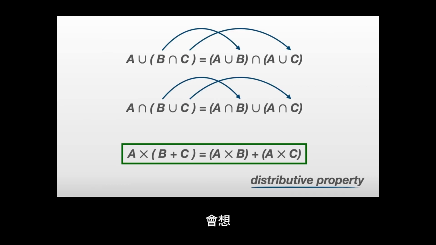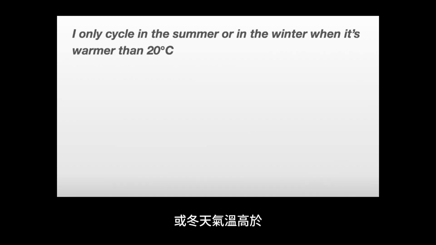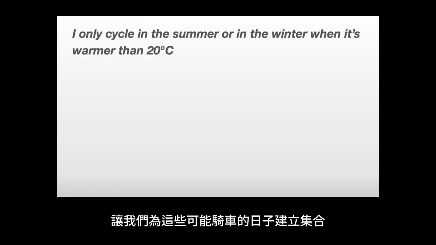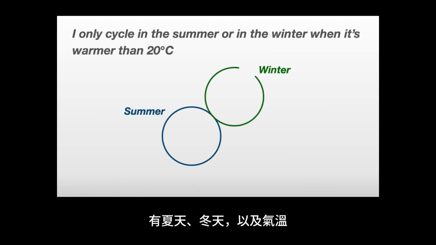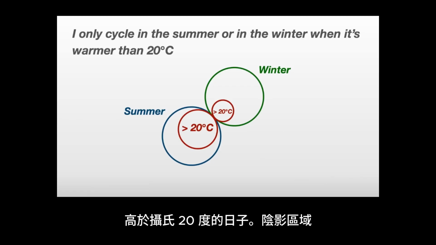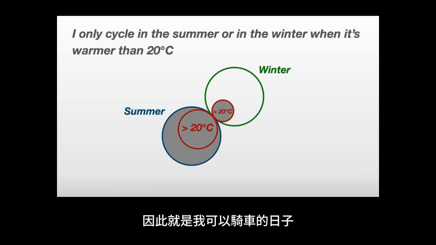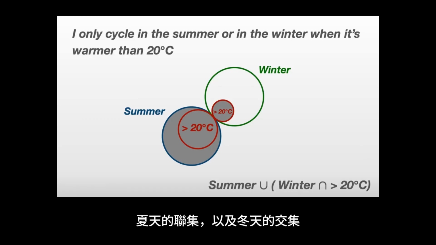You might be thinking at this point, how are these identities useful? So I'm what they call a fair weather cyclist. I only cycle in the summer or in the winter when it's warmer than 20 degrees Celsius. Let's make sets of these potential days I could ride a bike. We have summer, winter, and those that are more than 20 degrees C. The shaded area is therefore the days that I can cycle. And we could write this as the union of summer and the intersection of winter with days warmer than 20 degrees.